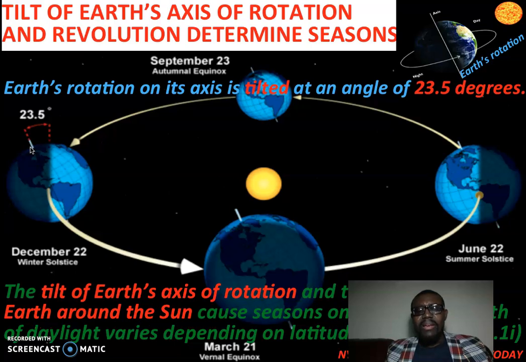Okay, and during June, because of the tilt of the Earth, the North Pole is facing the sun directly, almost directly. And that's the reason why we have summer during this time.